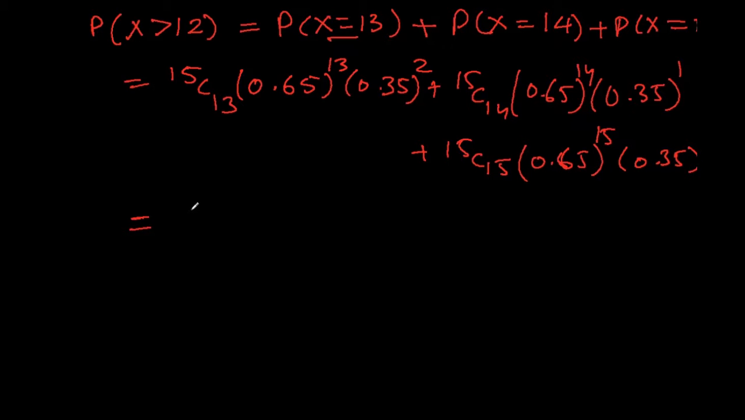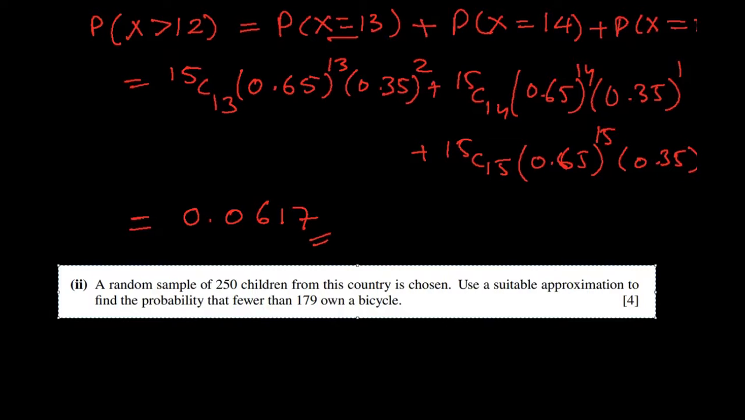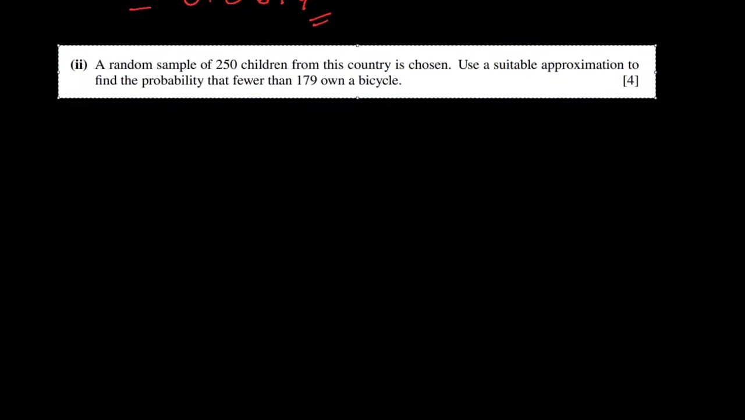Using my calculator for this, I got 0.0617. That's the probability. Now part 2. A random sample of 250 children from this country is chosen. Now the number has increased to 250 from 15. Use a suitable approximation. Yes, it's a very big number, so we have to use an approximation to find the probability that fewer than 179 own a bicycle.